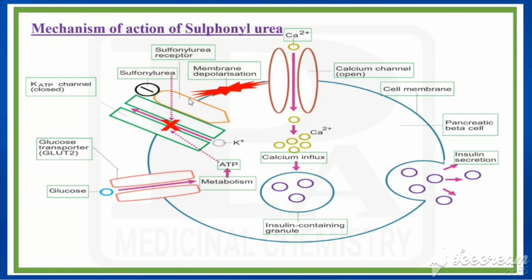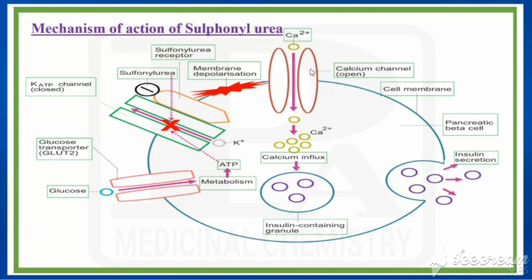Now, after taking the drug, this sulphonyl urea binds with the sulphonyl urea receptor and gives the same action as ATP. What happens? This ATP sensitive potassium channel would be closed. This causes depolarization of the cell, prevents potassium from entering, and this opens the calcium channels.